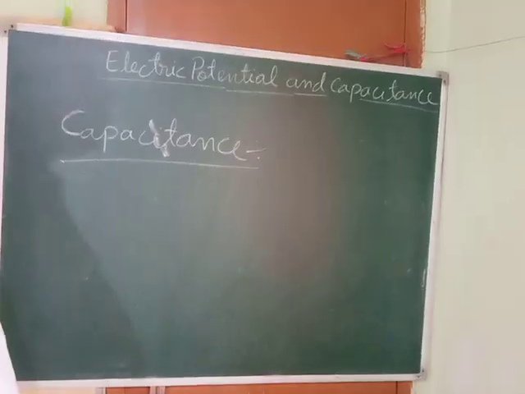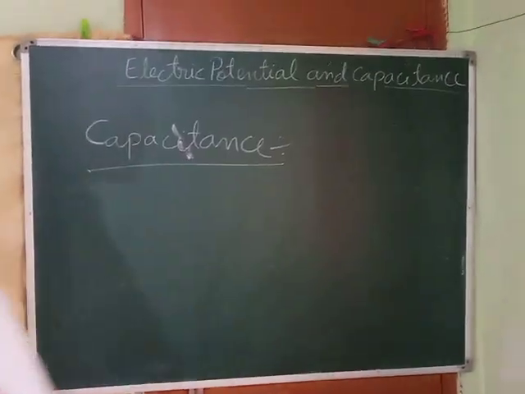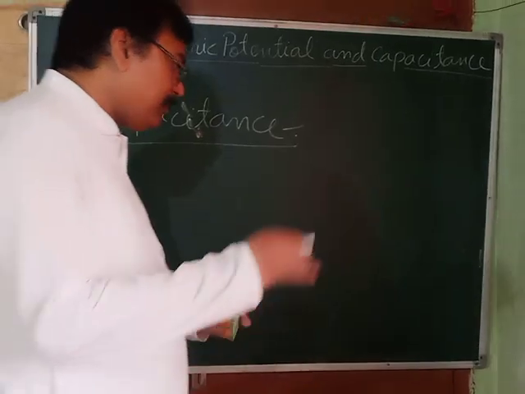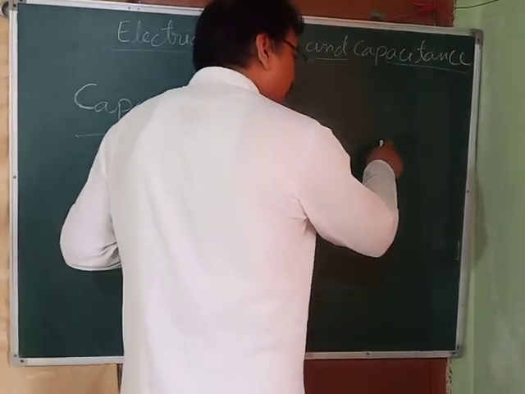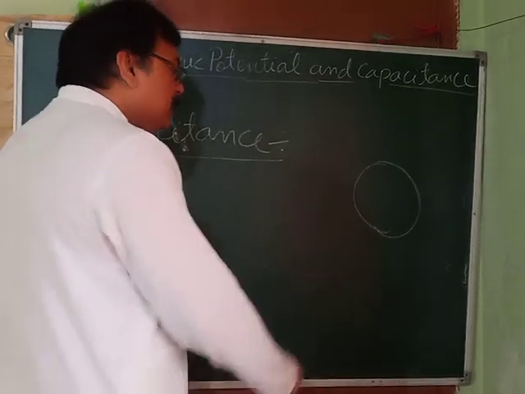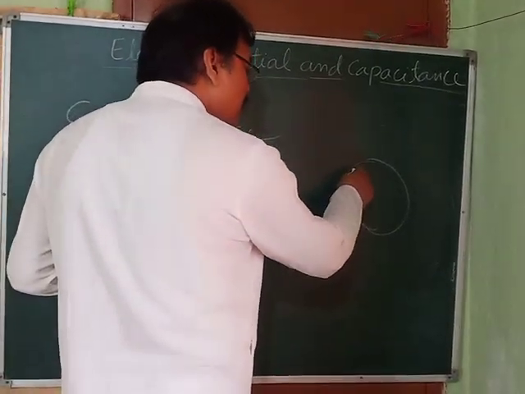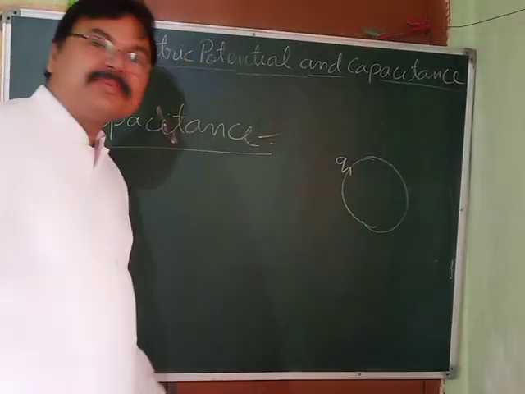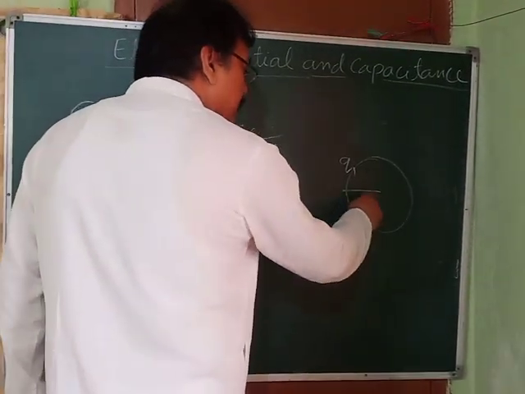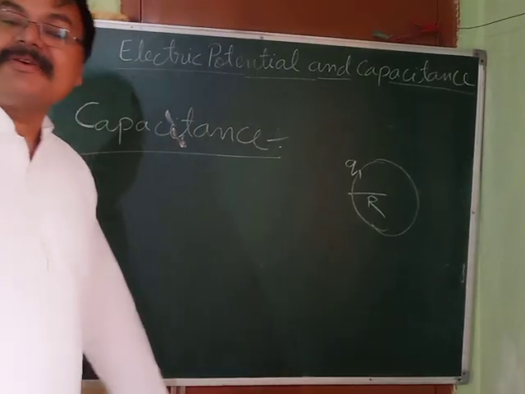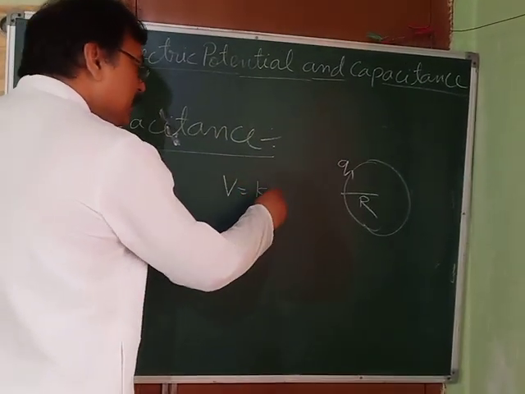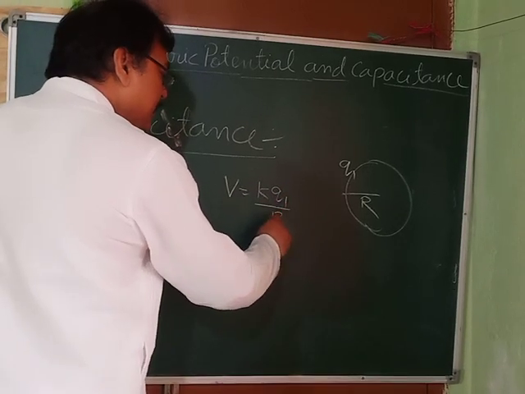Now, what is capacitance? Let me tell you. Very basic thing: suppose you have a spherical conductor and you put a charge Q1 on it. Now tell me, if its radius is capital R, what will be the potential on its surface? Obviously, V equals K Q1 by R.